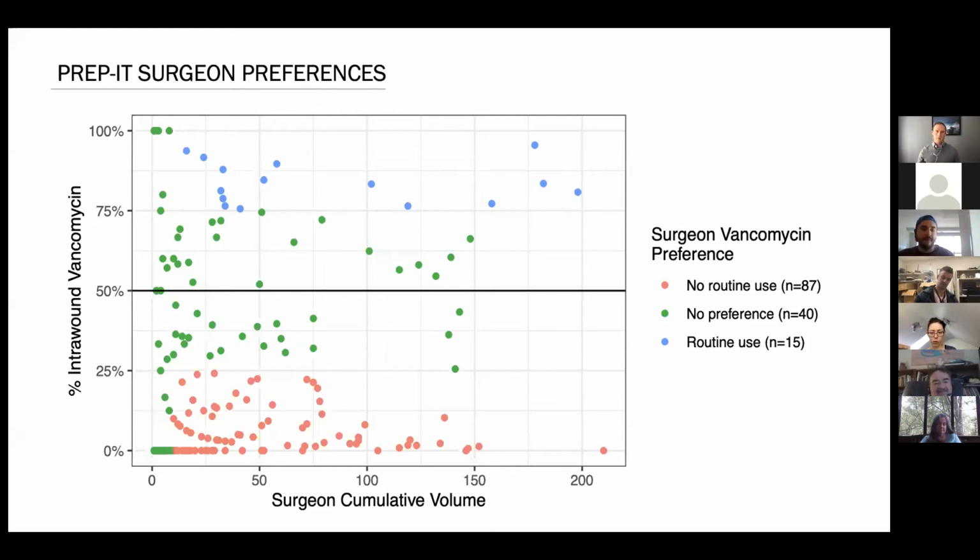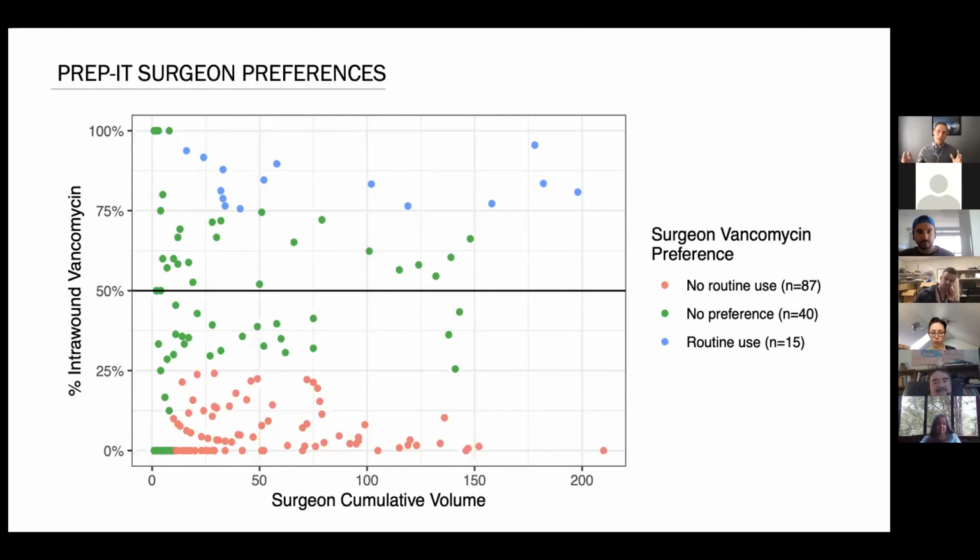This is for surgeons that have treated more than 10 patients within the PREPA data set. So you have 15 surgeons from a variety of different centers that strongly prefer using intrawound vancomycin powder. And then you have also a fairly large proportion of the surgeons that rarely ever use it. And so this suggests that we do have a strong instrument here that meets a lot of the assumptions that we'd like to apply to answer this question.